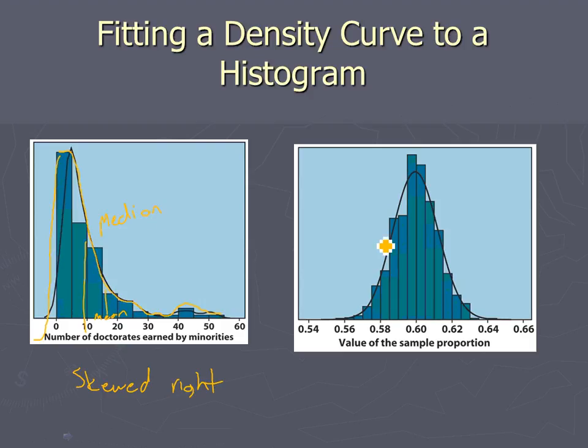All right, well, here is another histogram of just frequencies of stuff. I don't know exactly what it is, but when we sketch this density curve over it, we can see it's that bell-shaped symmetrical curve. This is our normal distribution.